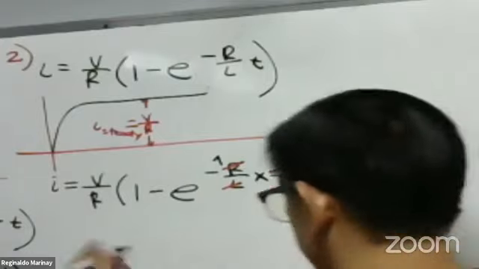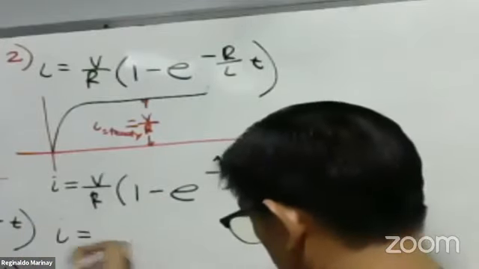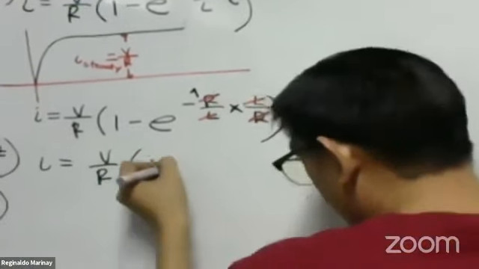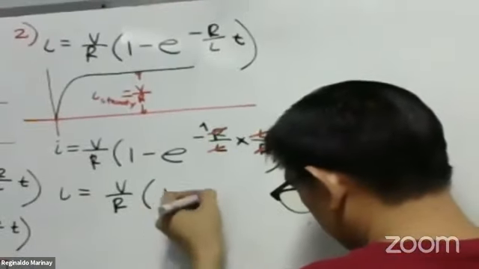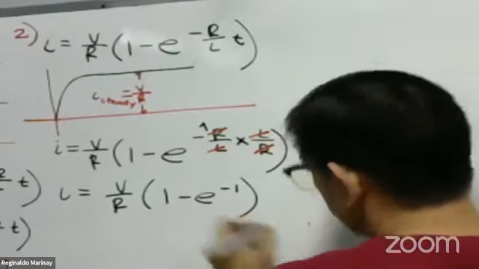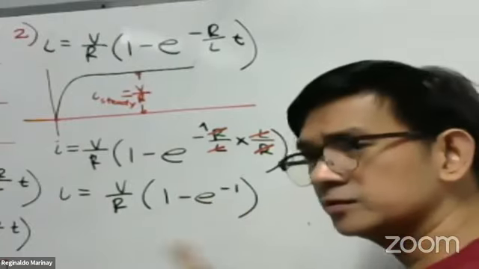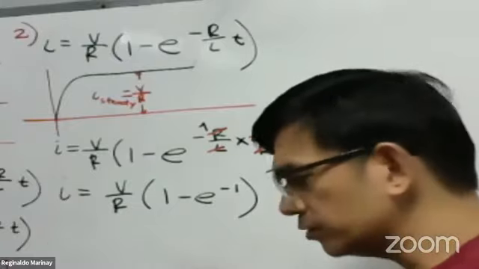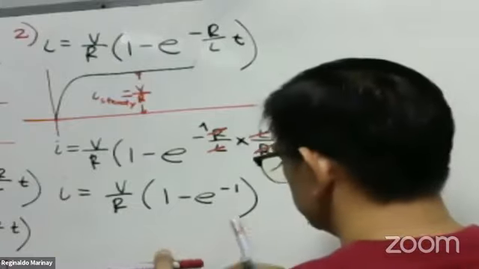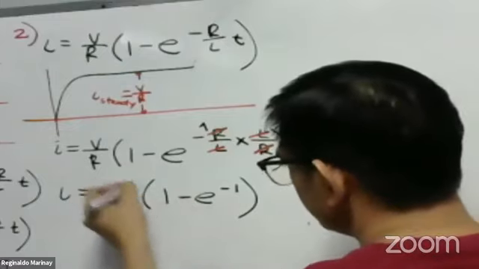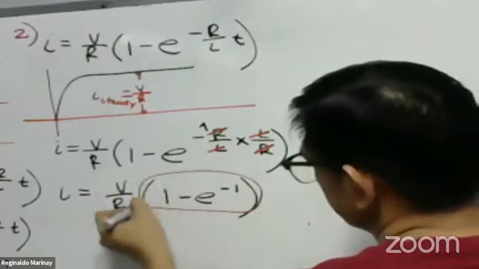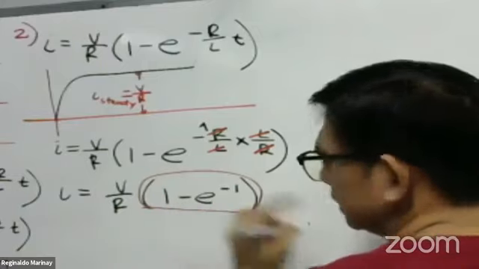Let's continue. i is equal to V over R times 1 minus e raised to negative 1. Will you do this in your calculator? I hope everybody has a calculator, our viewers out there. To all our students out there, use your calculator. What will be the value of 1 minus e raised to negative 1?